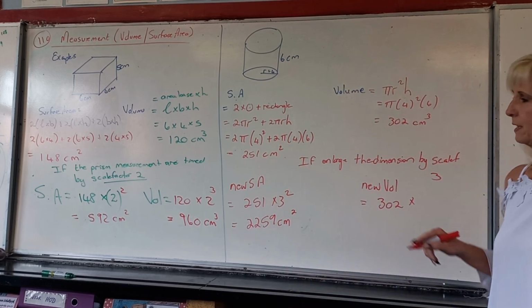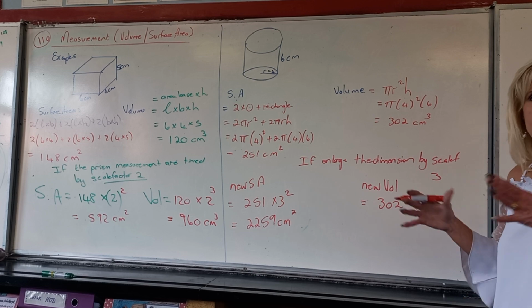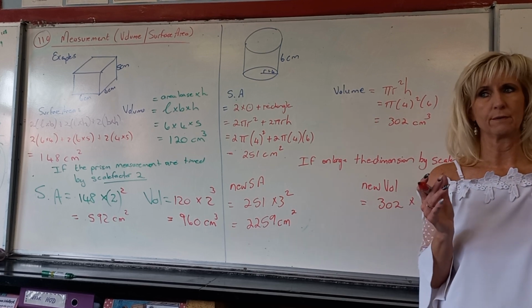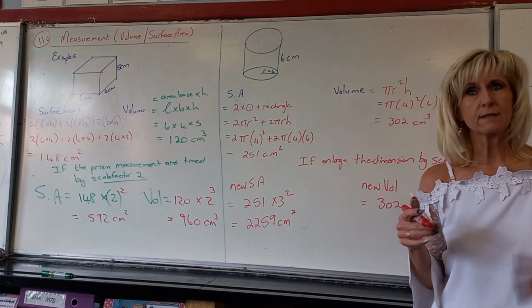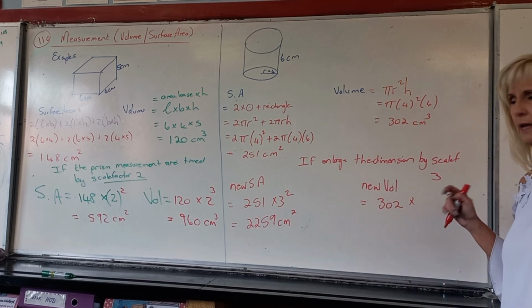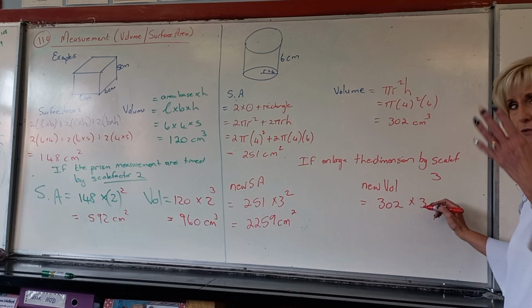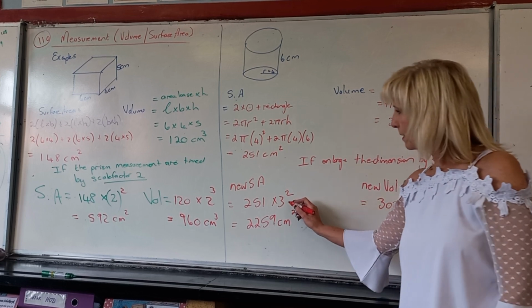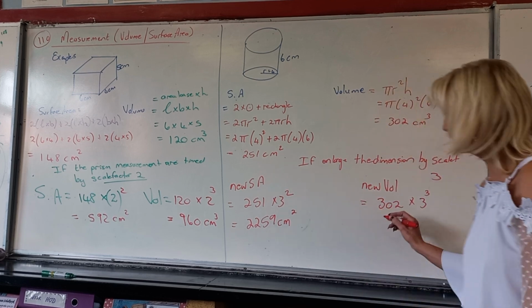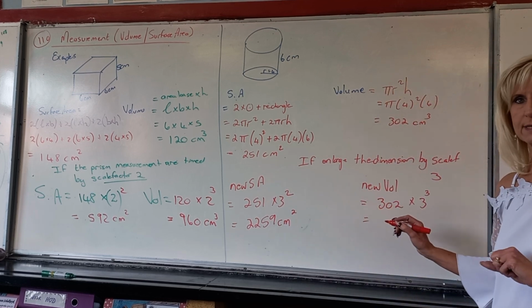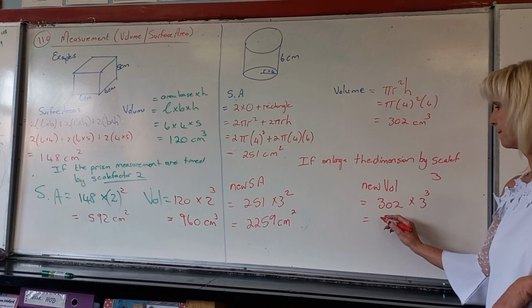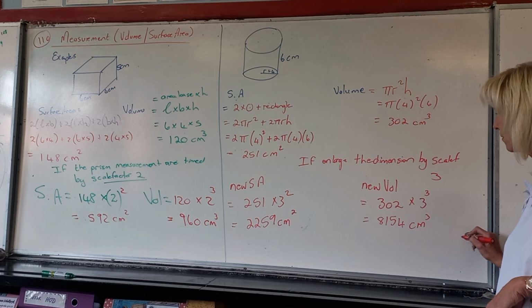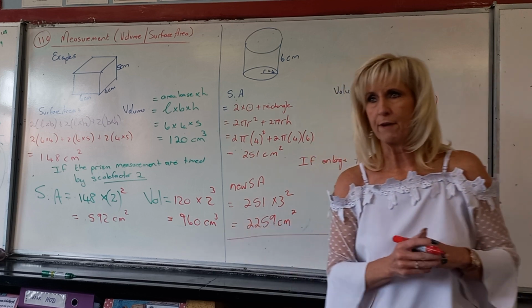For volume, if this dimensions have all been timed with a 3, if I make it smaller by a third, then the scale factor is a third. And then you'll still take the scale factor, whatever I give it to you as, and say to the power 3 if it's volume, and to the power 2 if it's surface area. Are you getting this whole essence of it? Yes. Answer please. 8154. Still centimeters to the power of 3. Scale factors.